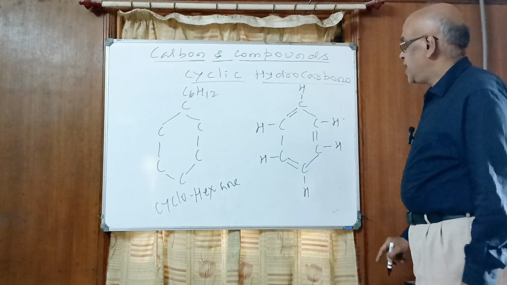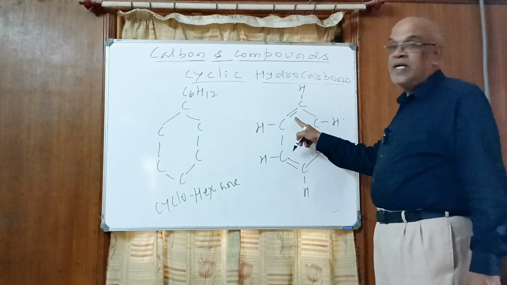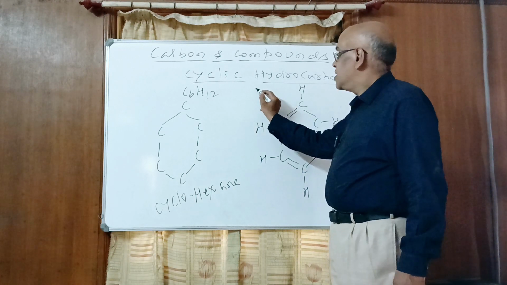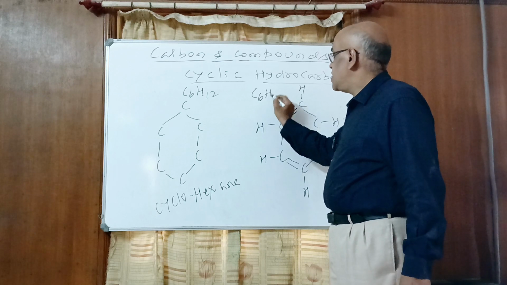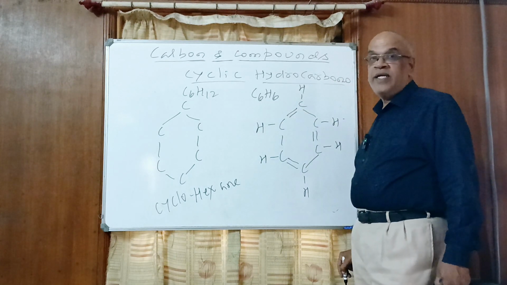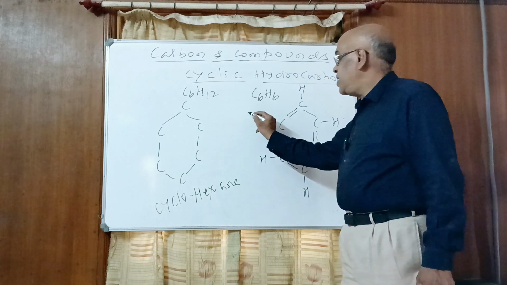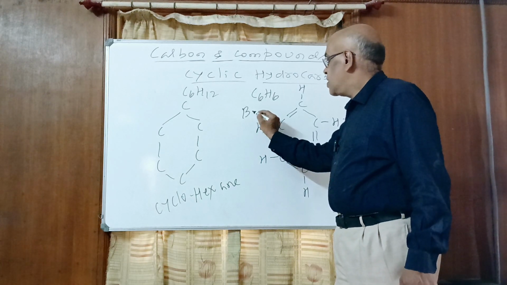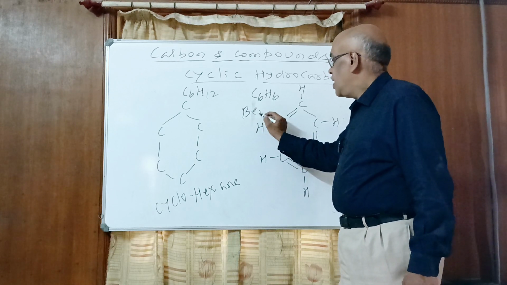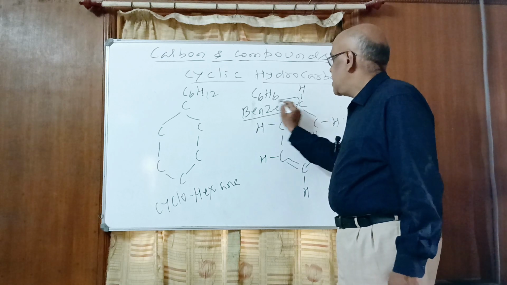This is not hexane, it is not an alkane. What is this? This has double bonds. So how many carbon atoms are there? 6. How many hydrogen atoms are there? 6. It is an unsaturated cyclic hydrocarbon. What is its name, children? Benzene. It will come in your final exam also. Name the compound. What is this? Benzene.